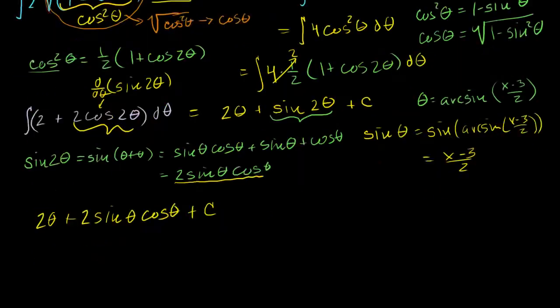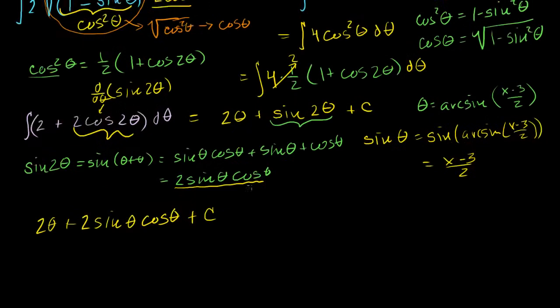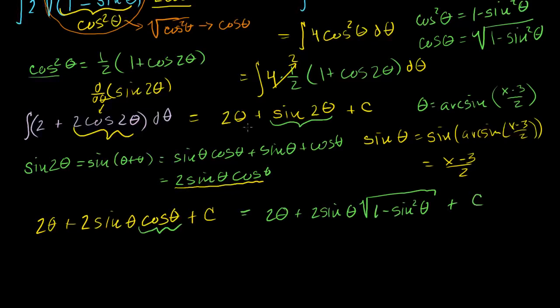So let's do that. Let's make the substitution. So our antiderivative, this is the same thing as 2θ plus 2 sine of θ times cosine of θ, which is equal to this, times the square root of 1 minus sine squared of θ, and then all of that plus c.